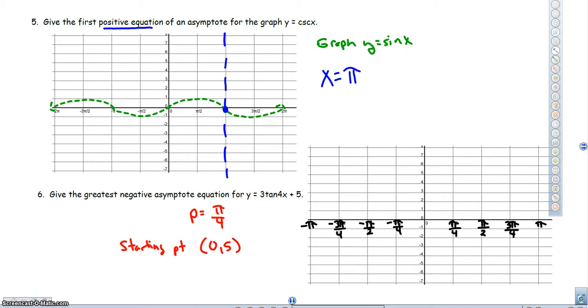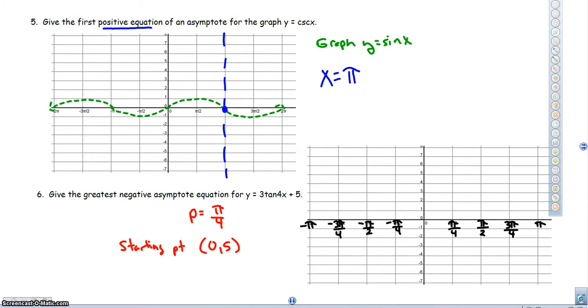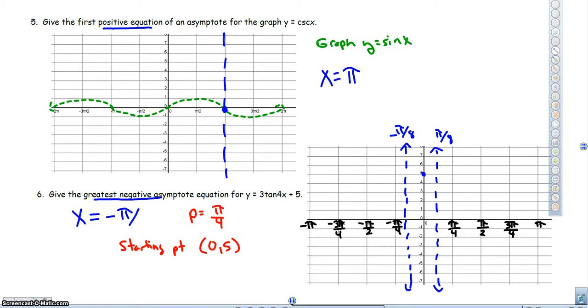Number 6 will give you a graph that looks like this. The equation is tan, and the period is going to be pi over 4. My starting point is 0.5, so I plot that here. Now I go halfway. Since this whole block is pi over 4, I want to go halfway. And that creates an asymptote in that direction, and halfway here creates another asymptote in that direction. Half of pi over 4 would be pi over 8, and this would of course be negative pi over 8. So the greatest negative asymptote equation is x equals negative pi over 8.